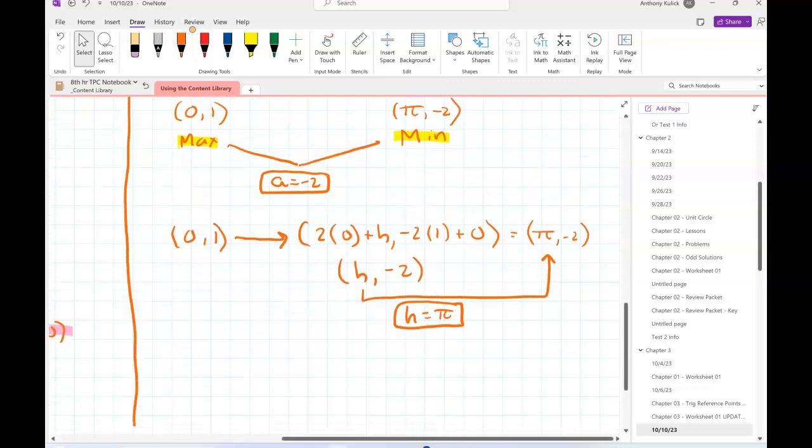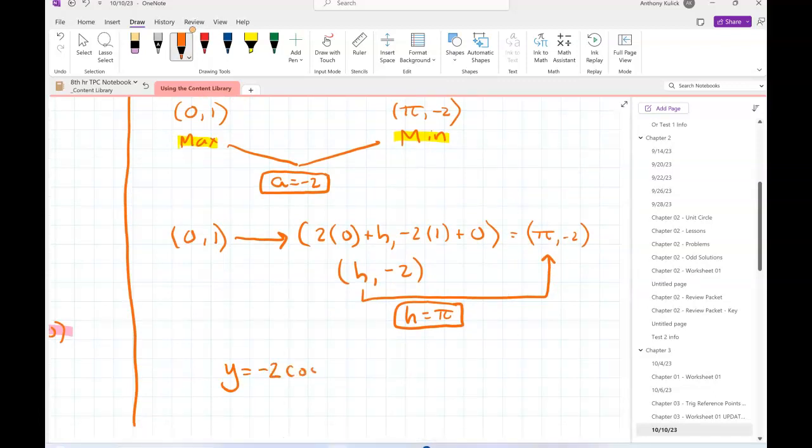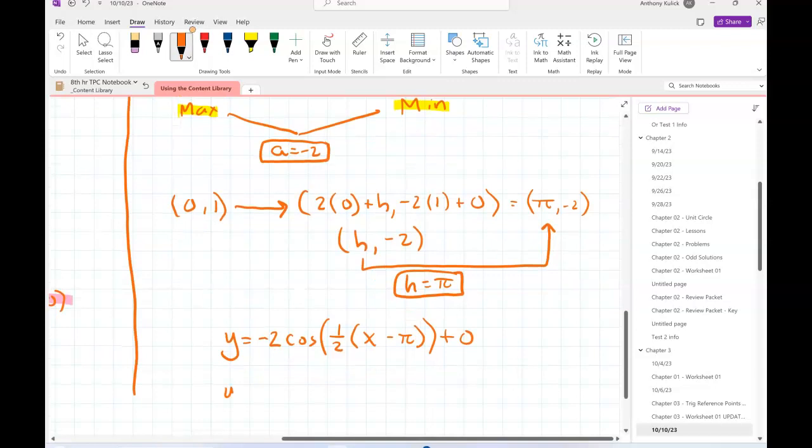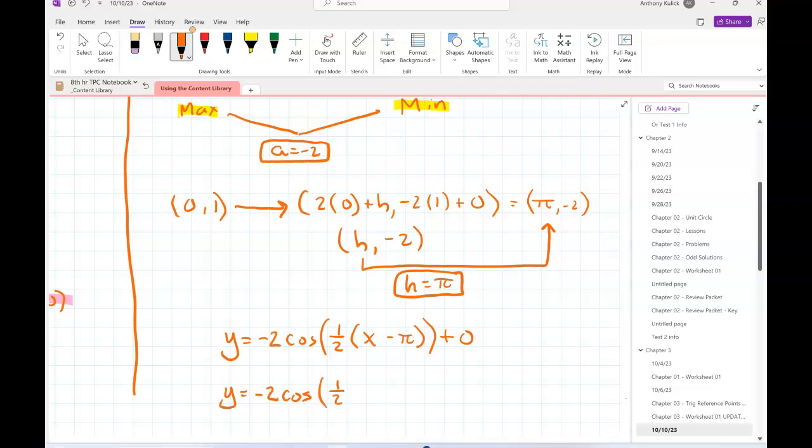That's everything I need. So to write my equation, I'd say y equals a cosine 1 over c x minus h plus k. And if I simplify, I have negative 2 cosine of 1/2 x minus pi over 2. And we're done.